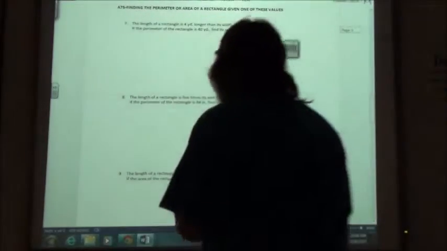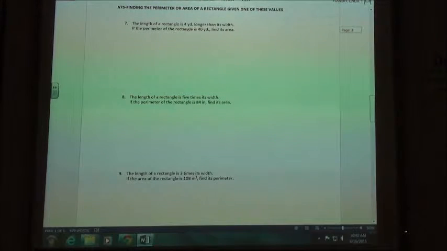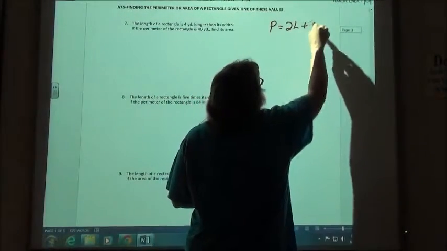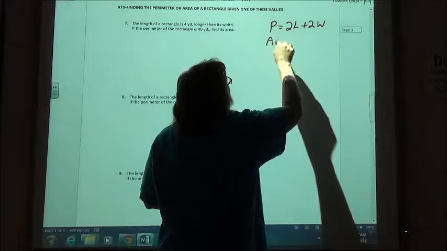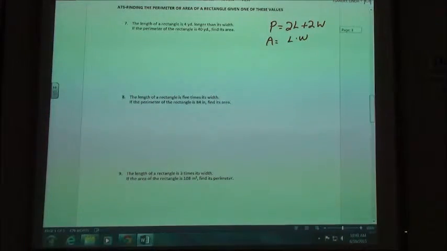The next one is finding the perimeter or area of a rectangle given one of these variables. On both of them, you're going to use both the formula for perimeter and for area. Perimeter of a rectangle, 2 lengths plus 2 widths. Area, length times width. Let's put it like that.